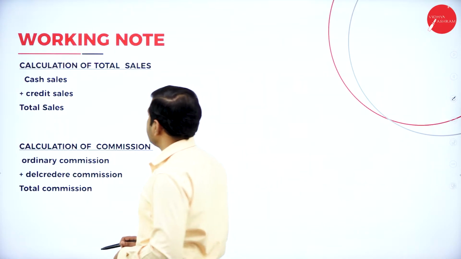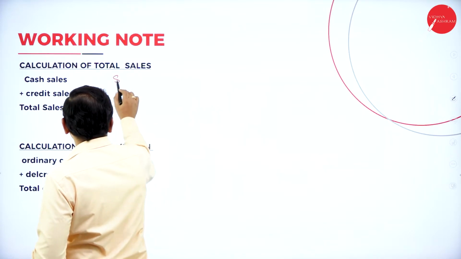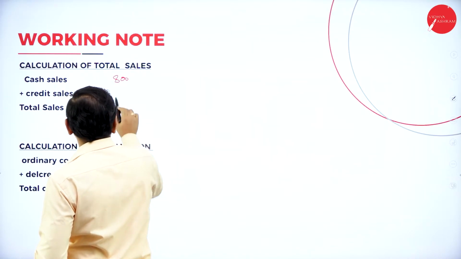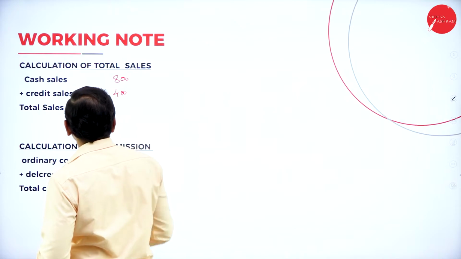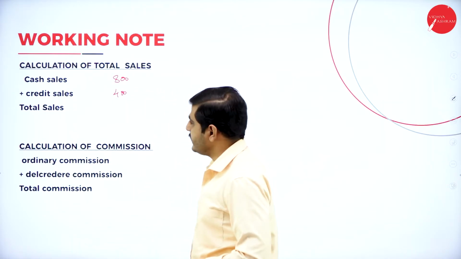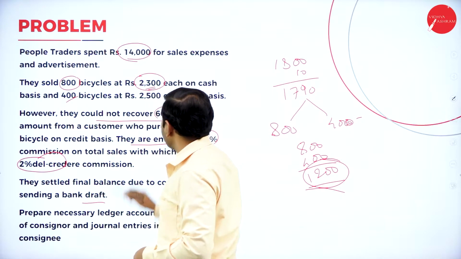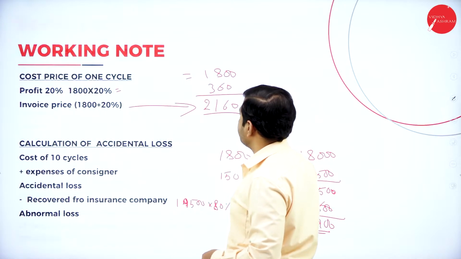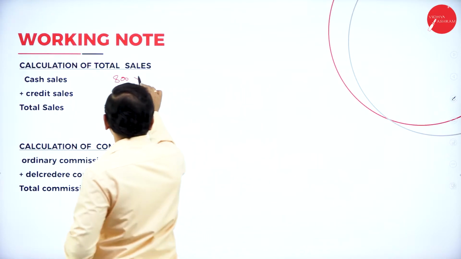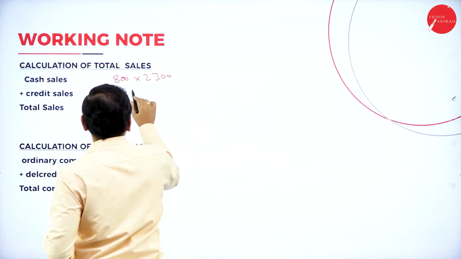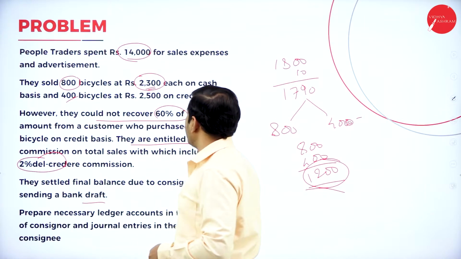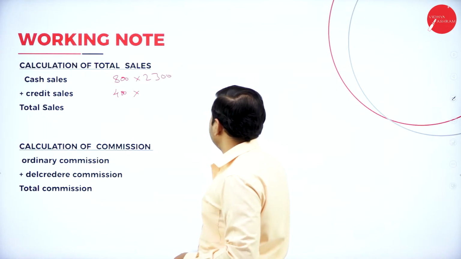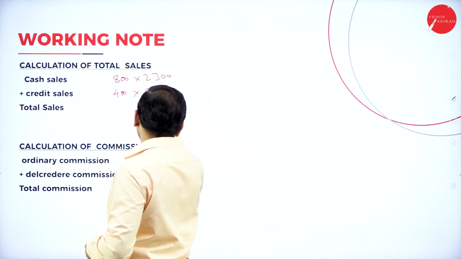What are the cash sales? So 800 bicycles sold for cash basis, 400 cycles sold for credit basis. Now 800 bicycles sold for 2,300 rupees. So 800 into 2,300. Again 400 bicycles sold for 2,500, so 400 into 2,500.